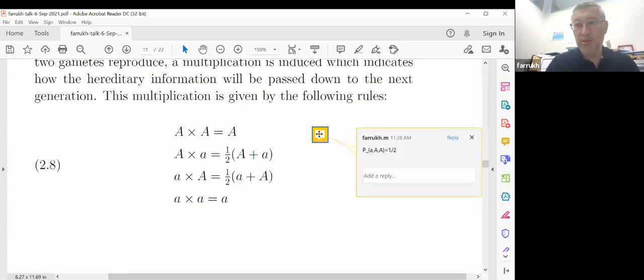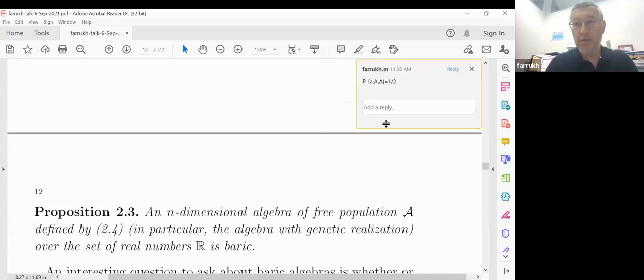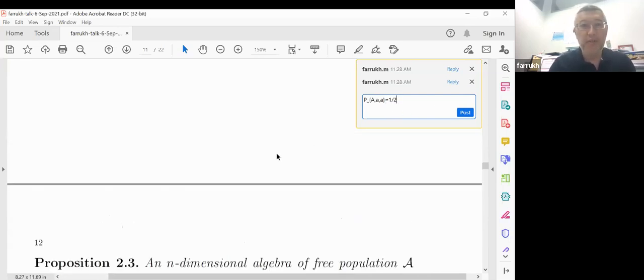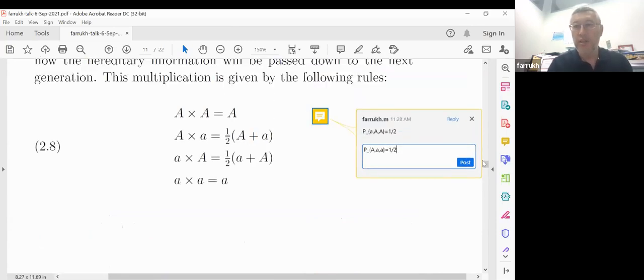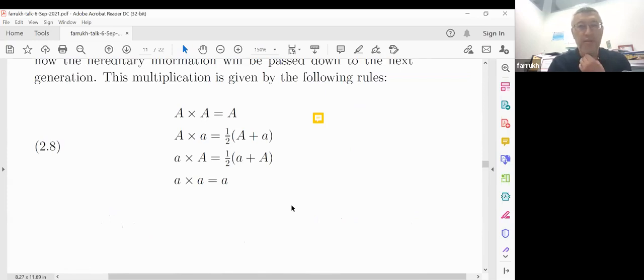Similarly, this one also. The probability of appearance of capital A and small a with the appearance of small a is again a half. So this is a rule which appears from this equality. You see? So these probabilities appear naturally. These probabilities are called the Mendelian law of inheritance.